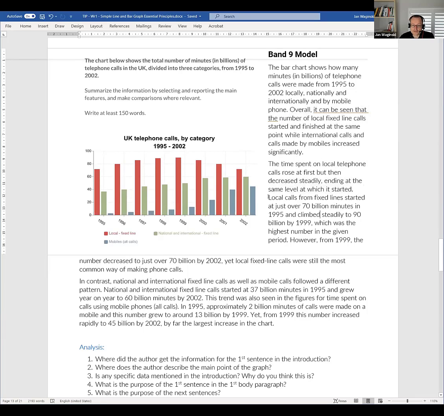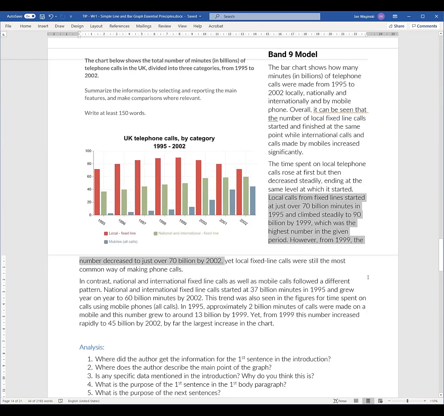Okay, and then what does the author do here? What's the purpose of this? He's describing, like, giving data about the paragraph. Yeah, and that's an example of good writing.